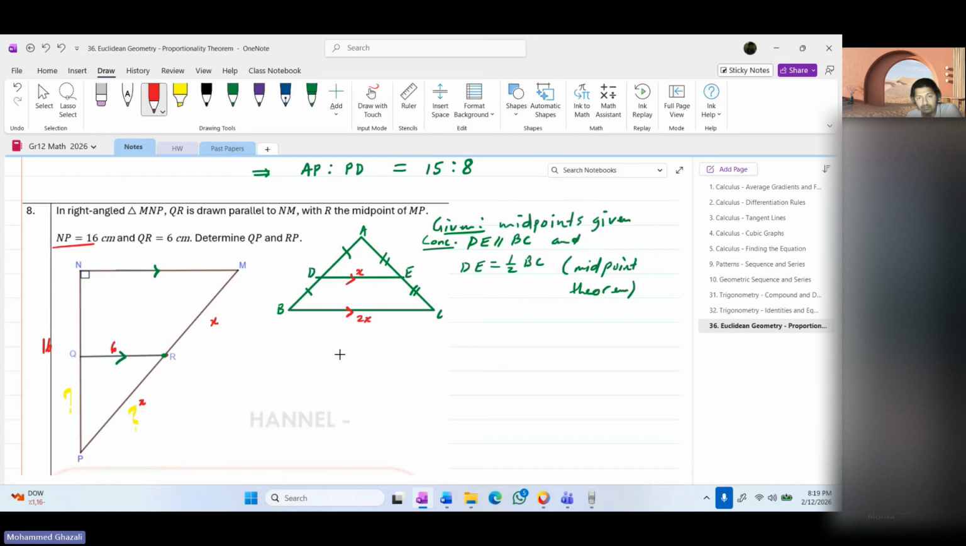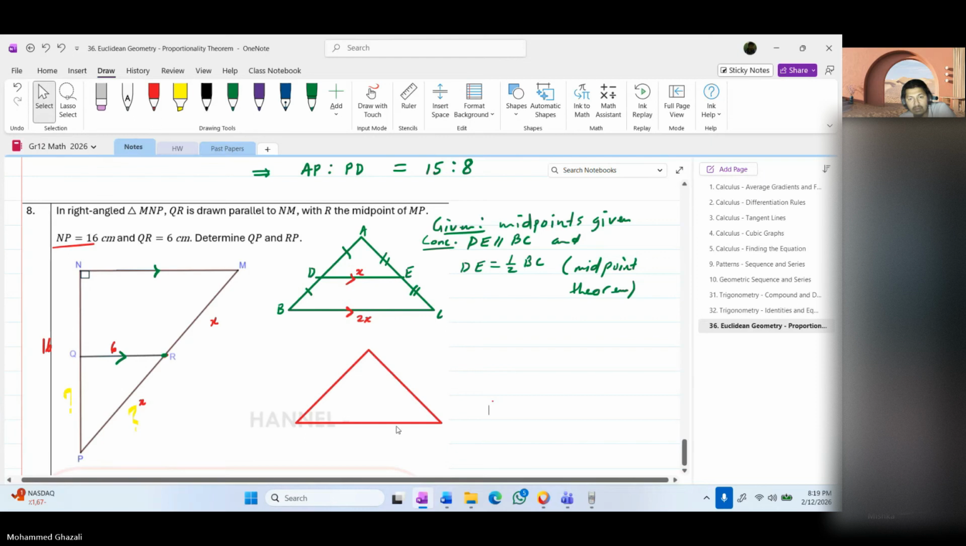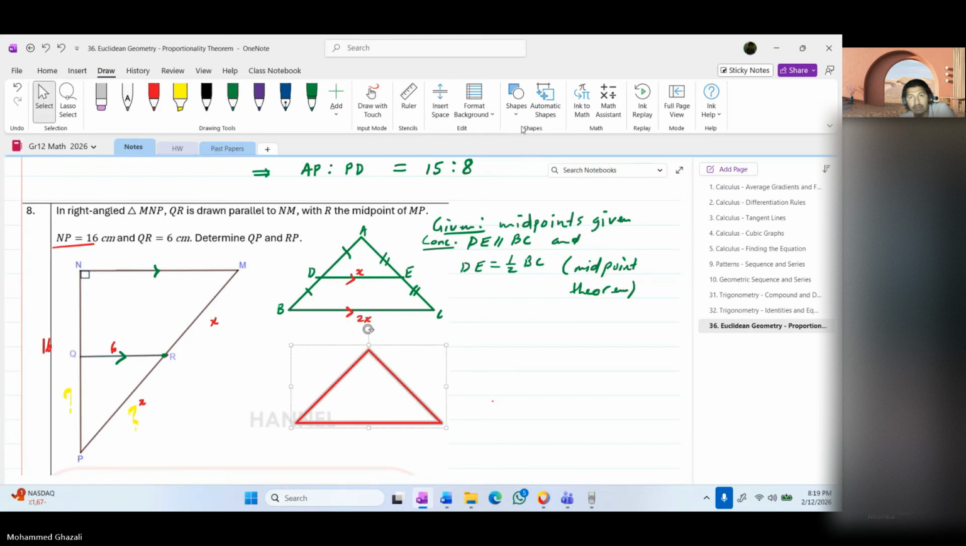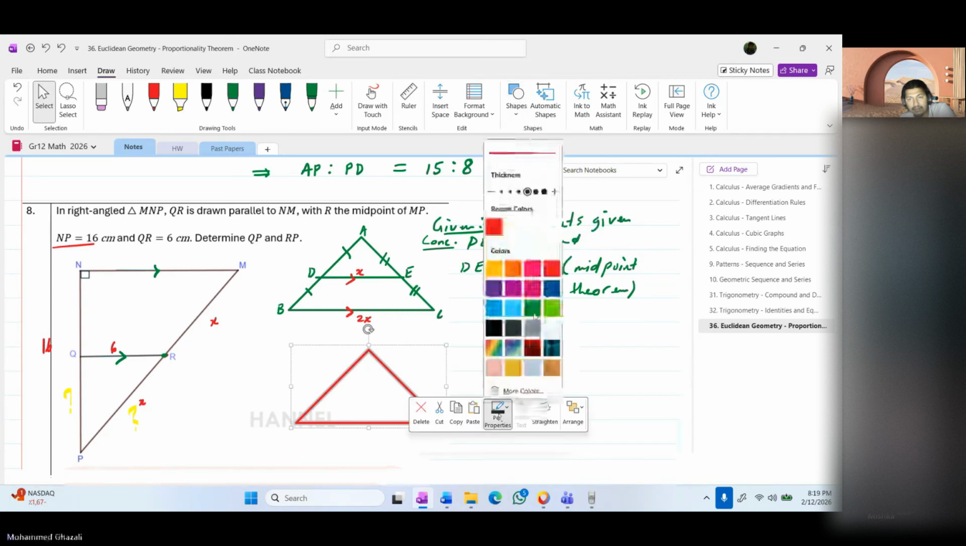Now the next one, case 2 of the midpoint theorem.